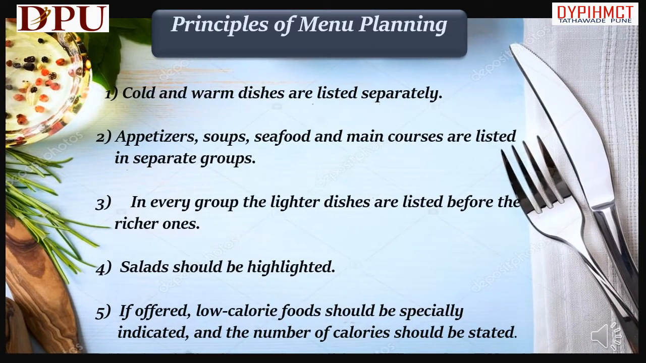Now we will see the principles of menu planning. First, cold and warm dishes are listed separately. Second, appetizers, soups, seafood, and main courses are listed in separate groups. This is nothing but a course-wise sequence of the dishes. Third one is, in every group, the lighter dishes are listed before the richer ones, because it gives scope to eat more courses or dishes, especially in case of a la carte menu. Fourth one is, salads should be highlighted in the menu. Fifth one is, if offered, low-calorie foods should be specially indicated, and the number of calories should be stated, to inform discriminating customers.